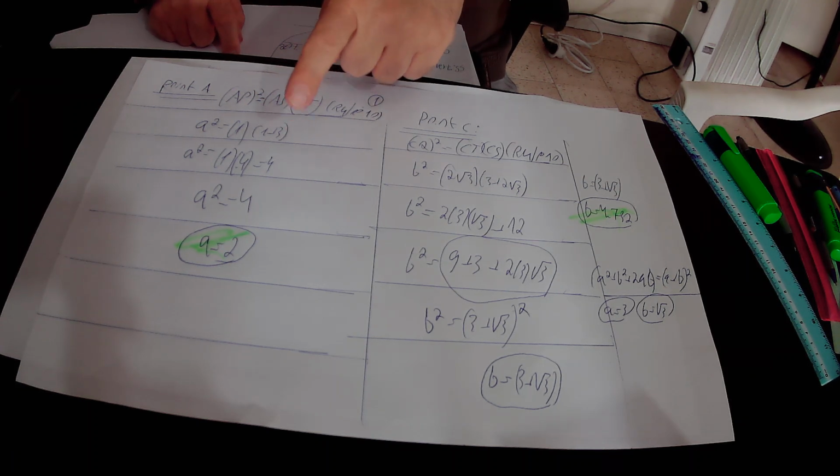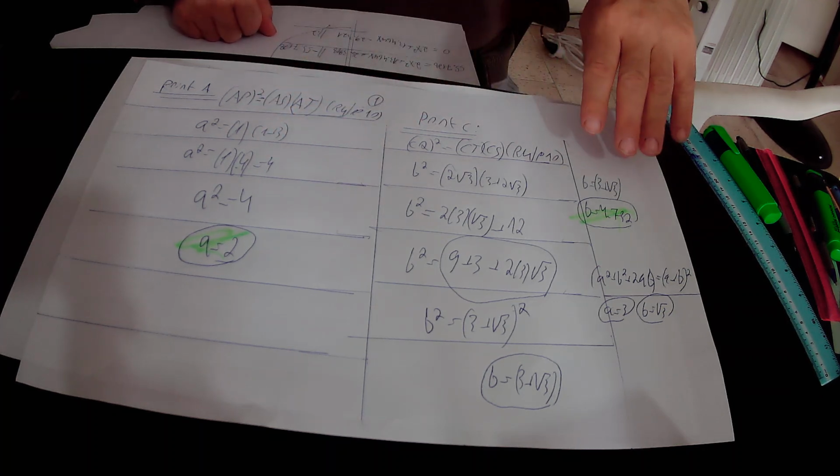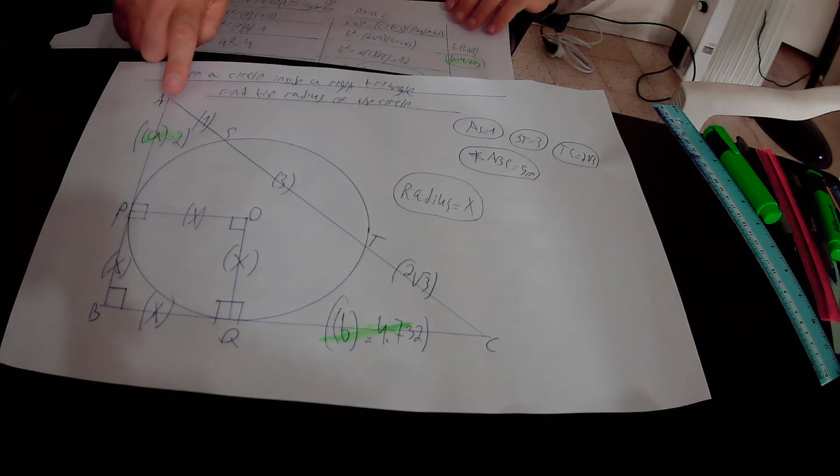We took the root of this equation and finally found out that A equals the square root of 4, that is 2. Here, A equals 2 units in length.